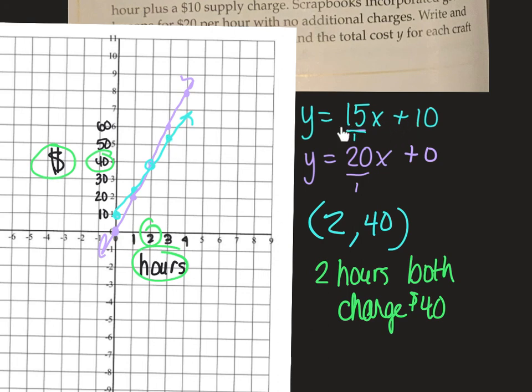So if you're going to go 3 hours, you're better off going with this company because they will be $55 versus $60, so $5 cheaper. And I bet the gap just keeps going because I bet the lines veer off that way.